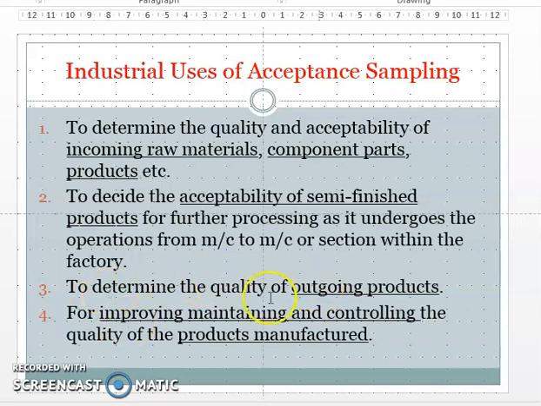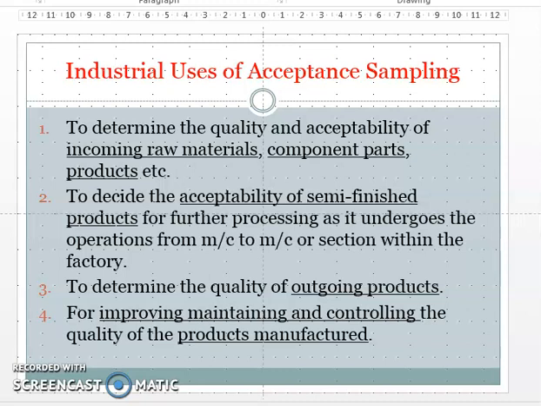After that, to determine the quality of outgoing products. Okay, and next is for improving, maintaining and controlling the quality of the products manufactured. All these are the uses for which you have to do acceptance sampling.